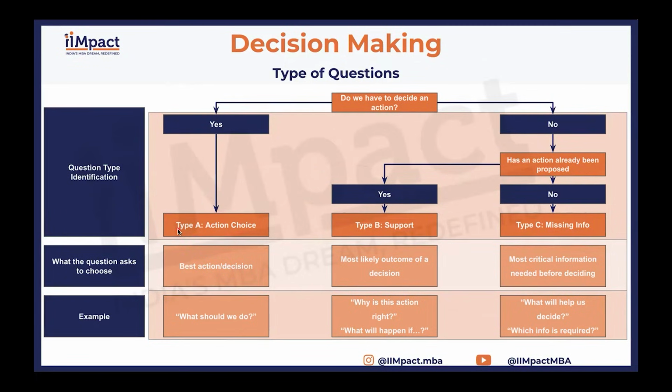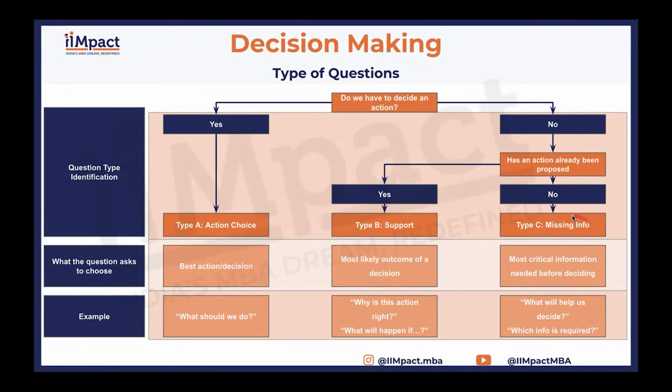Type 1 is action choice, where you have to decide what is the best action or decision in this situation. An example of this would be, what should we do? So they are directly asking you to decide what must be done. Type B is support. What would be the most likely outcome of a decision? For example, why is this action right? What will happen if we do this?